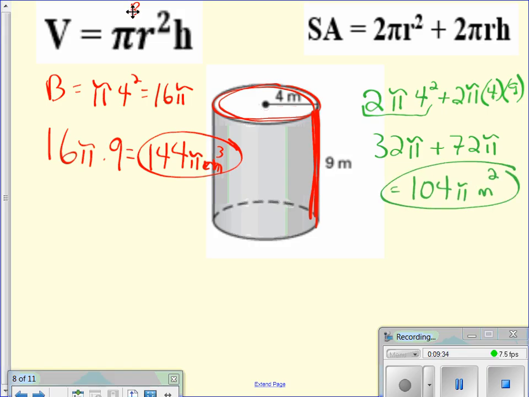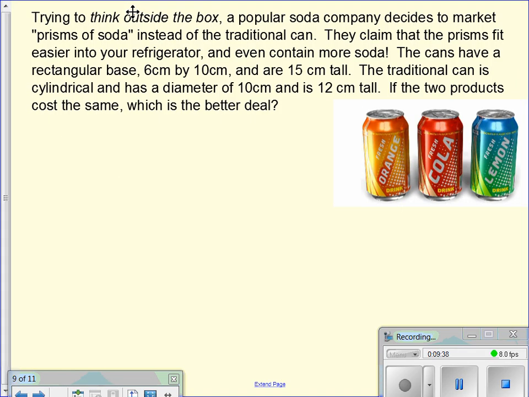So just plugging through this formula, you're going to get there. All right? Okay. Now we're going to apply it. We got our surface area, where we got everything with our prisms and cylinders. So, real situation here. Trying to think outside the box, a popular soda company decides to market prisms of soda instead of the traditional can. They claim that the prism fits easier into your refrigerator and even contains more soda.